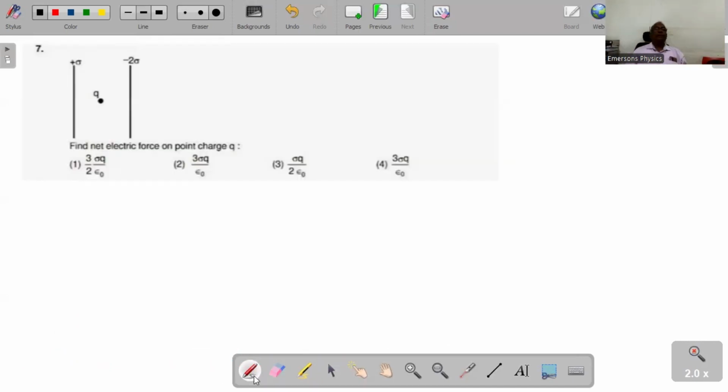The question: find the electric force on a point charge Q. It is given, there are two charges. There is a charge placed in between the two plates. Actually, it is not a linear charge density, it's a surface charge density. So plus sigma and minus 2 sigma, two sheets are there. So we wanted to find out what is the force on this charge.